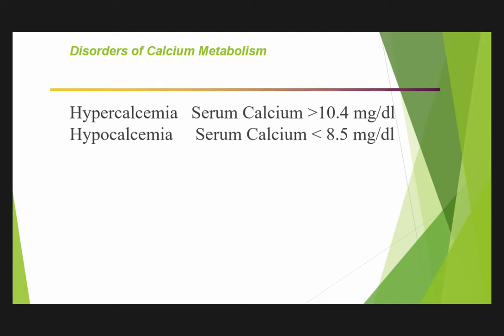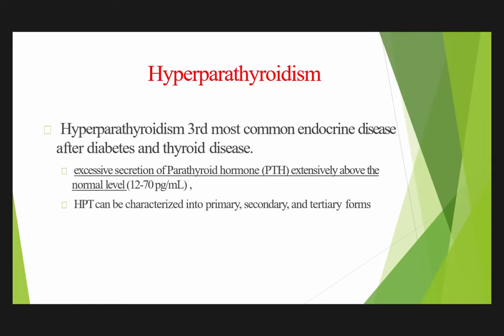Hypocalcemia, if it is less; ionized calcium, if it is more than 10. Hypocalcemia, if ionized calcium is less than 8.5 mg. And the first disease is hyperparathyroidism: a high level of PTH. Everything connected with the parathyroid gland.